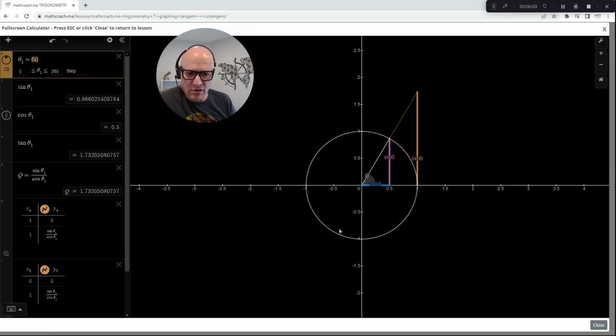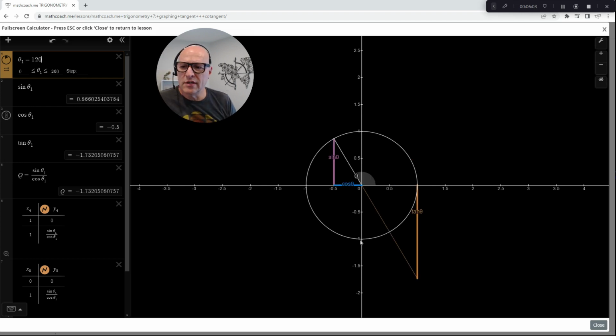I can move that to, let's go to 120 degrees. So here, my sine of theta is 0.86, my cosine of theta is negative 0.5, and when I divide sine of theta by cosine of theta, I get negative 1.732, and that's the same value that I'm getting for my tangent of theta. So once again, using the unit circle, we can prove the quotient identity for different angles. Tan of theta is equal to sine of theta over cosine of theta.